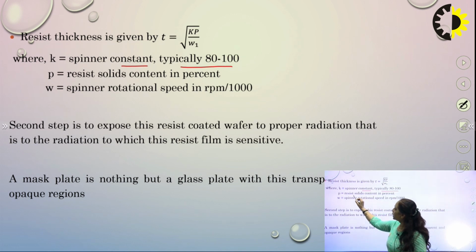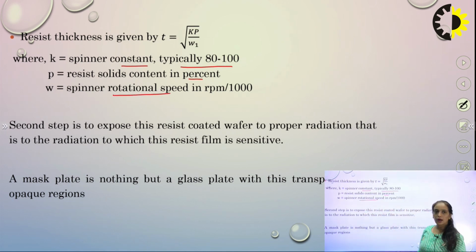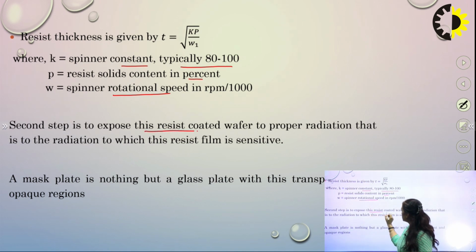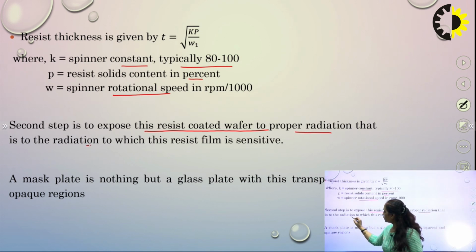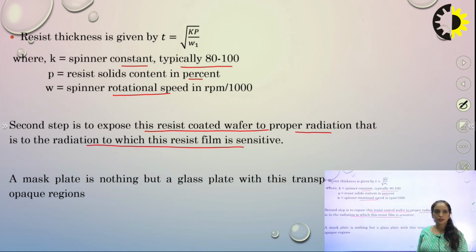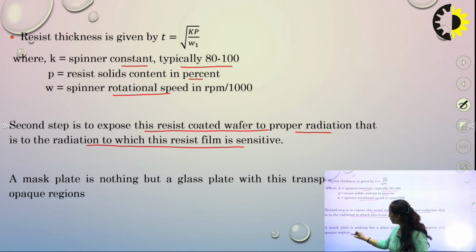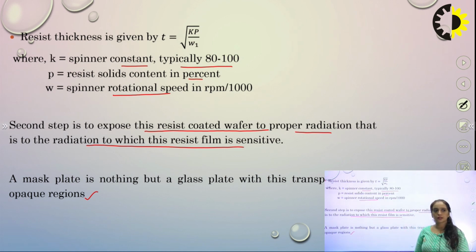P is the resist solid content in percentage, and W is the spinner rotational speed in RPM per 1000. Okay. Second step is to expose this resist wafer to proper radiation, that is, the radiation to which the resist film is sensitive. Then the optical plate is nothing but a glass plate with transparent or opaque regions. So we are going to have some mask over there.